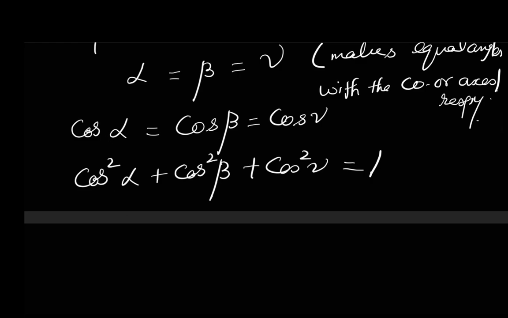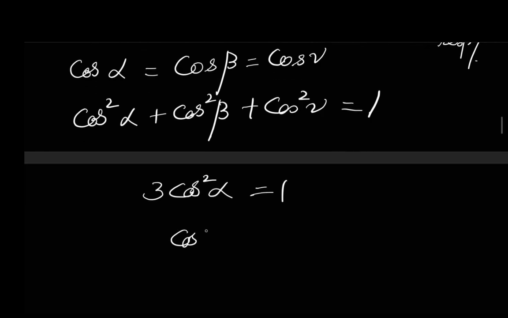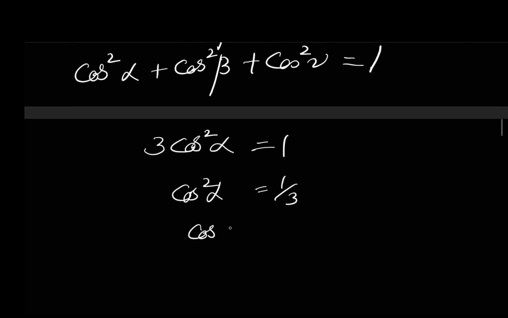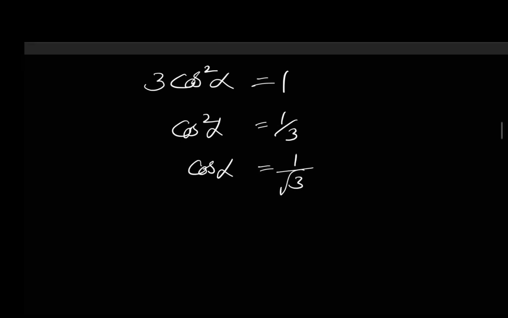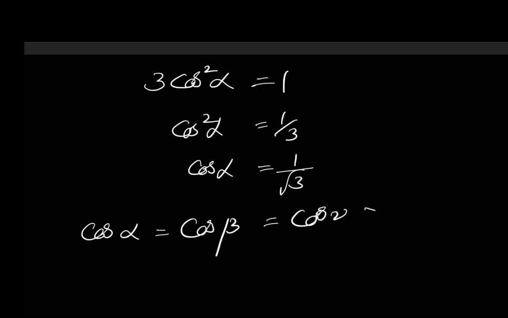Since all of these are equal, I just replace all of them, so 3 cos squared alpha is equal to 1. So cos squared alpha is equal to 1 by 3, so cos alpha is equal to 1 by root 3. That is, cos alpha is equal to cos beta is equal to cos gamma, which is equal to 1 by root 3.